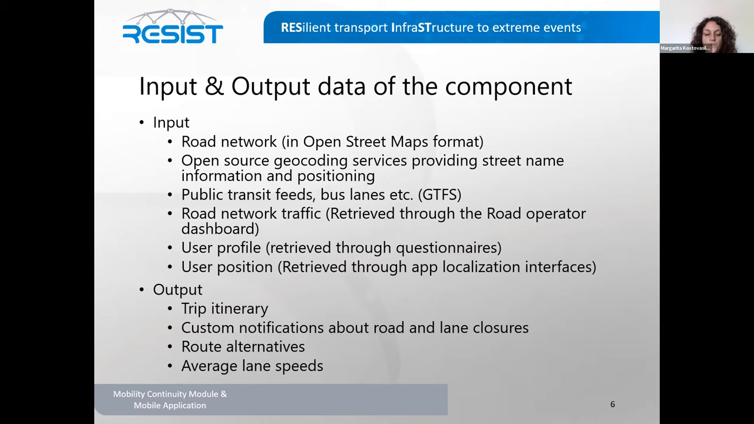And also the dynamic position of each user through the localization interface of the mobile phone. As an output, the module provides a trip itinerary based on the origin and destination locations and the available routes, and also some custom notifications about road and lane closures. It also suggests some route alternatives in case of unavailability of a route. And from the road operator perspective, it also calculates the average speed per lane.